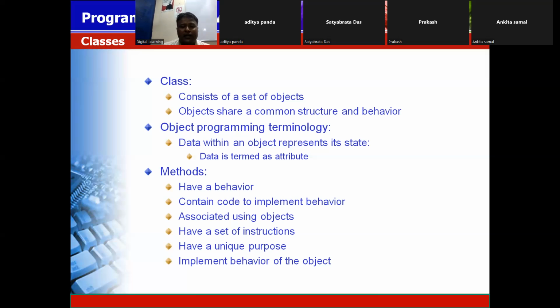In object programming terminology, data within an object represents its state. Suppose I'm saying the student is getting 40%. If there is a 100 mark and the student is getting 90%, then that is a scholar student. If we are talking about 30%, it is not a scholar student. So from the marks, we identify a student's qualification. Similarly, when your mobile phone's battery is 20%, you come to know that your phone needs to be recharged, so you have to plug it in.